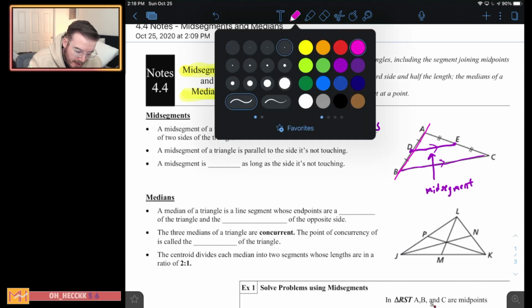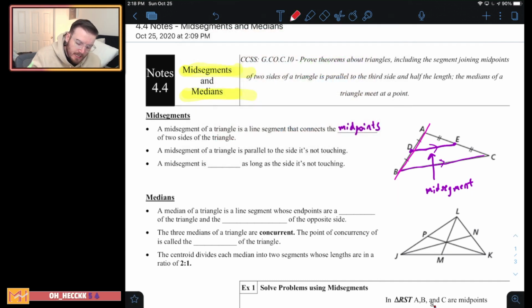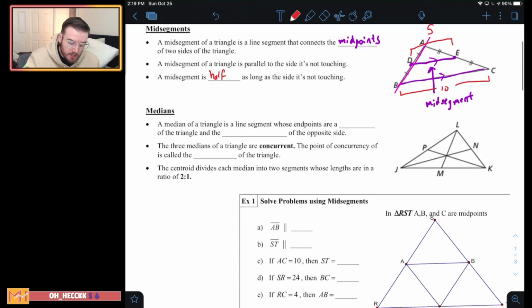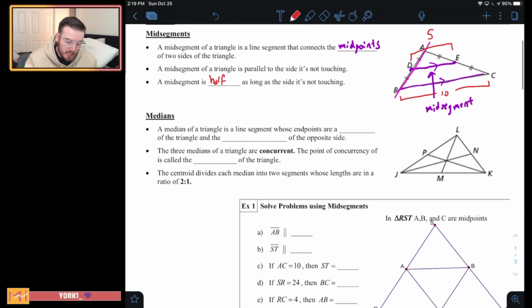Another fact that's true is a midsegment is half as long as the side that it's not touching. So this segment might be 10, let's say, inches long. Well, the midsegment is always half of that, so therefore that is 5. That's just an example, right? Let's just focus on the midsegments, and then I'll come back to medians.